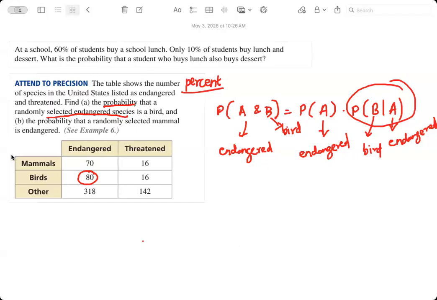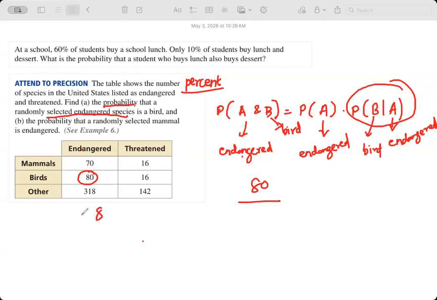So basically, we can do one because the second is similar. So we need to find this out. The circled one, right? Both occurring. What is this? Endangered and bird. 80 out of endangered and bird means, okay. Then the probability of endangered and bird is 80 out of what? You need to find out the total. What was the total?